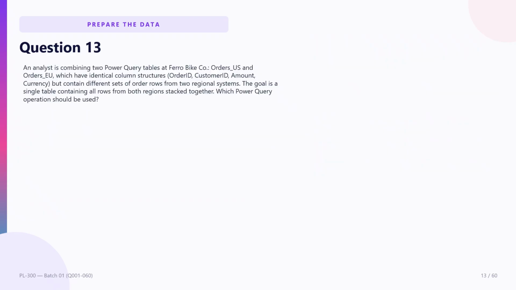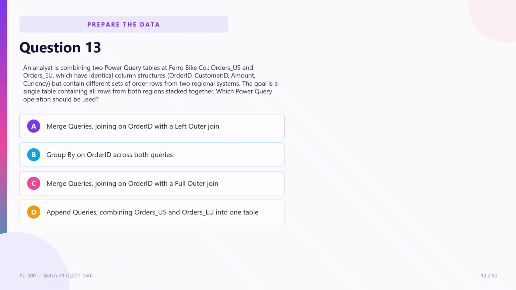Question 13. Prepare the data. An analyst is combining two Power Query tables at Faro Bytecode, orders_US and orders_EU, which have identical column structures, order ID, customer ID, amount, currency, but contain different sets of order rows from two regional systems. The goal is a single table containing all rows from both regions stacked together. Which Power Query operation should be used?